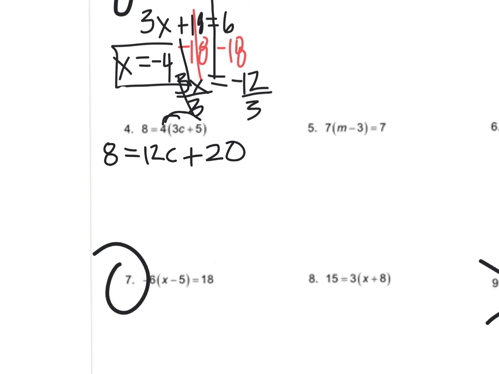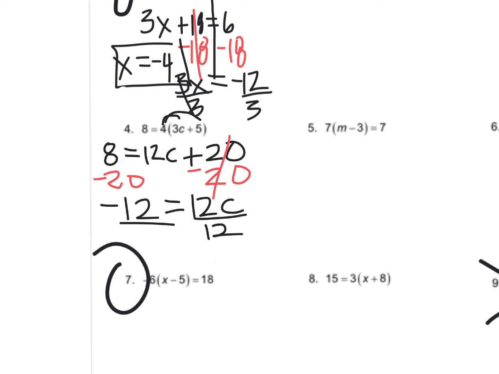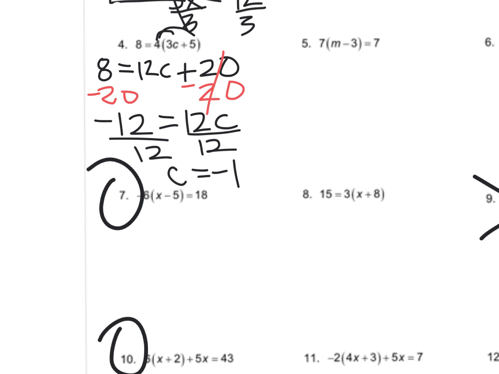So 12c plus 20, because I multiply the 4 by the 3c and the 4 by the 5. So now I'm solving for c, so I subtract 20 from both sides, and it gives us negative 12 equals 12c, and we want to divide by the 12, and if you look, we once again get c equals negative 1. So either method works, depends on which one you prefer.